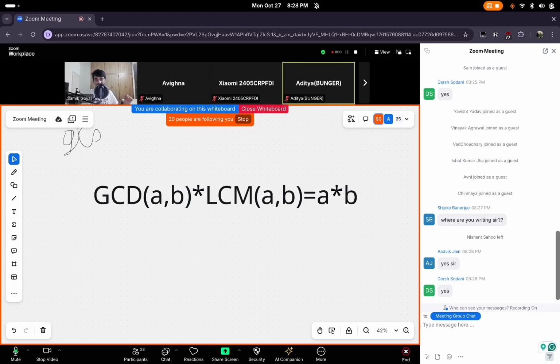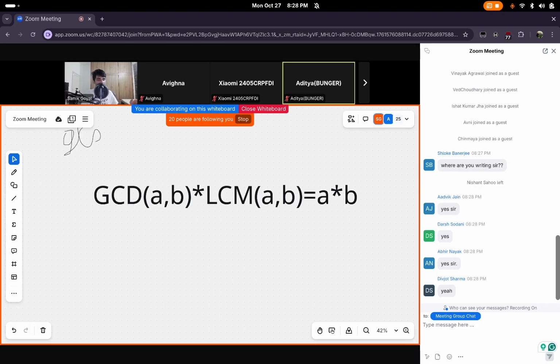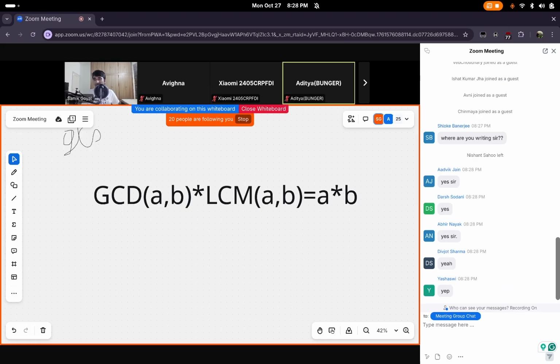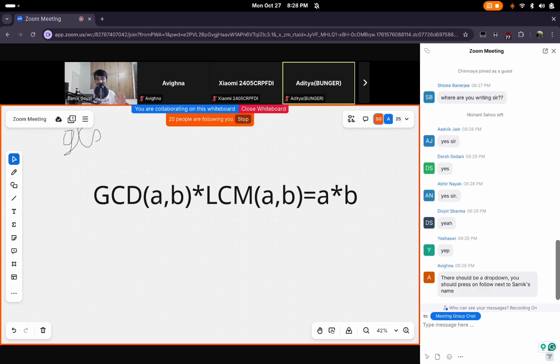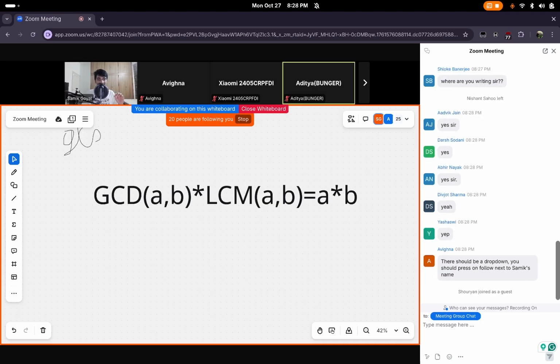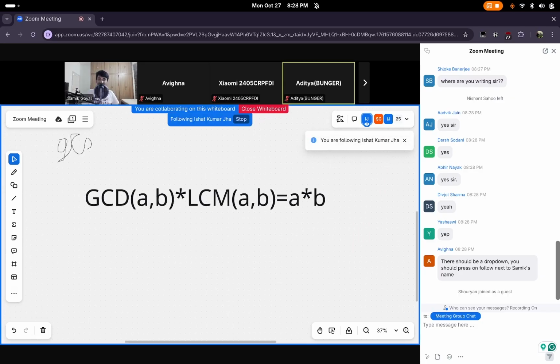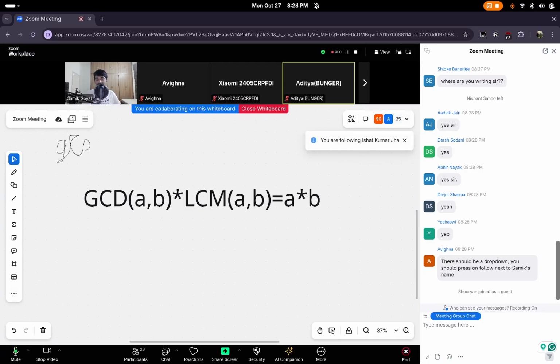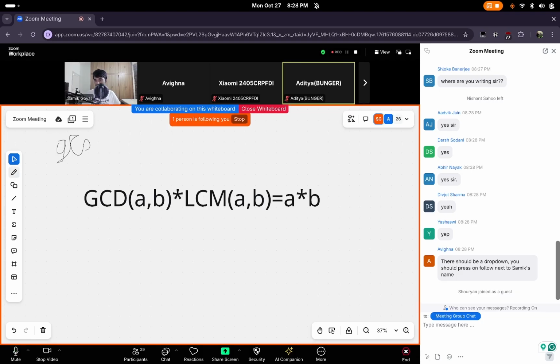The GCD A comma B into LCM A comma B is equal to A into B. Okay, cool. So I would just like to quickly point out this only holds true for two numbers. If you have three numbers, this won't hold true. So just remember that. So now let's get into the actual important stuff.